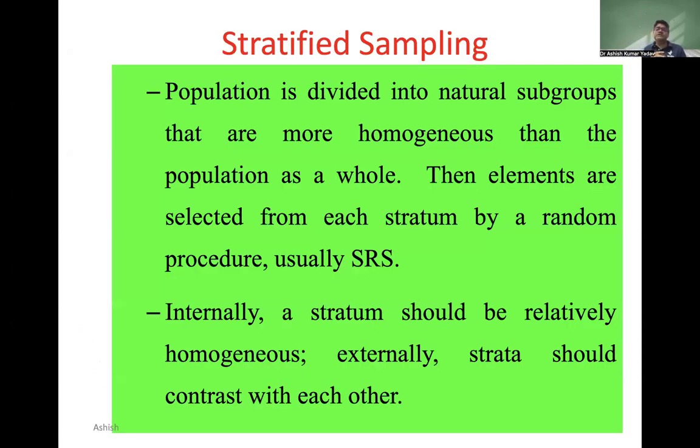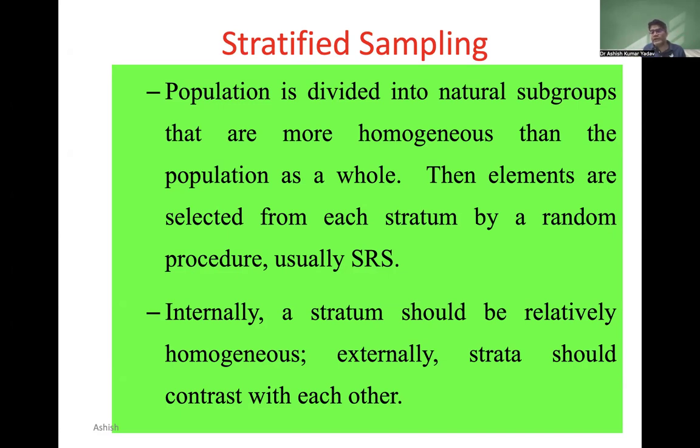Now coming to the third sampling technique, which we call the stratified sampling technique. Here, the population is divided into natural subgroups. Why is it done? Because often the population is very heterogeneous. Suppose you want to assess the average income of the population, and in that population, 20% are very elite, 30% are good income people, and the rest 50% are very poor people.